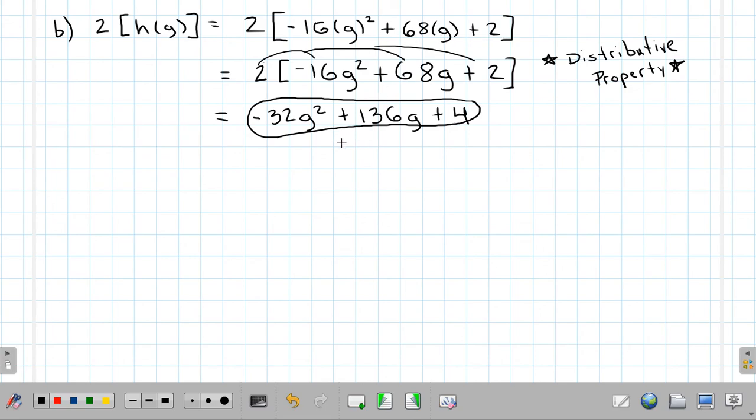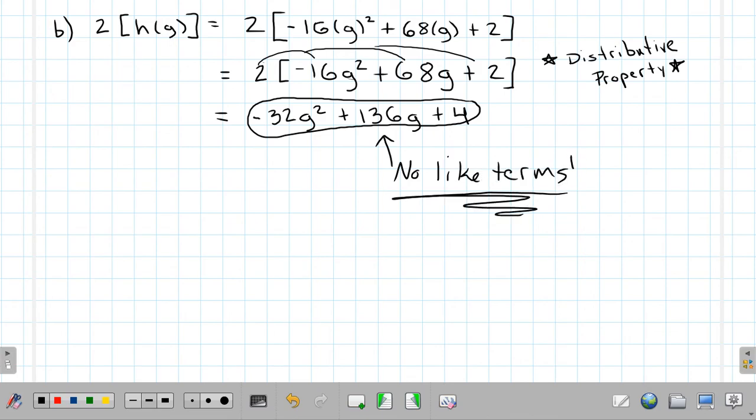Now in this case, we can't get a number because once again, there are no like terms. So if we have no like terms, that's as far as we can go with it. We can't add the negative 32 and 136 and the 4. So once again, this has a g squared, this has a g, there's no g, no like terms.